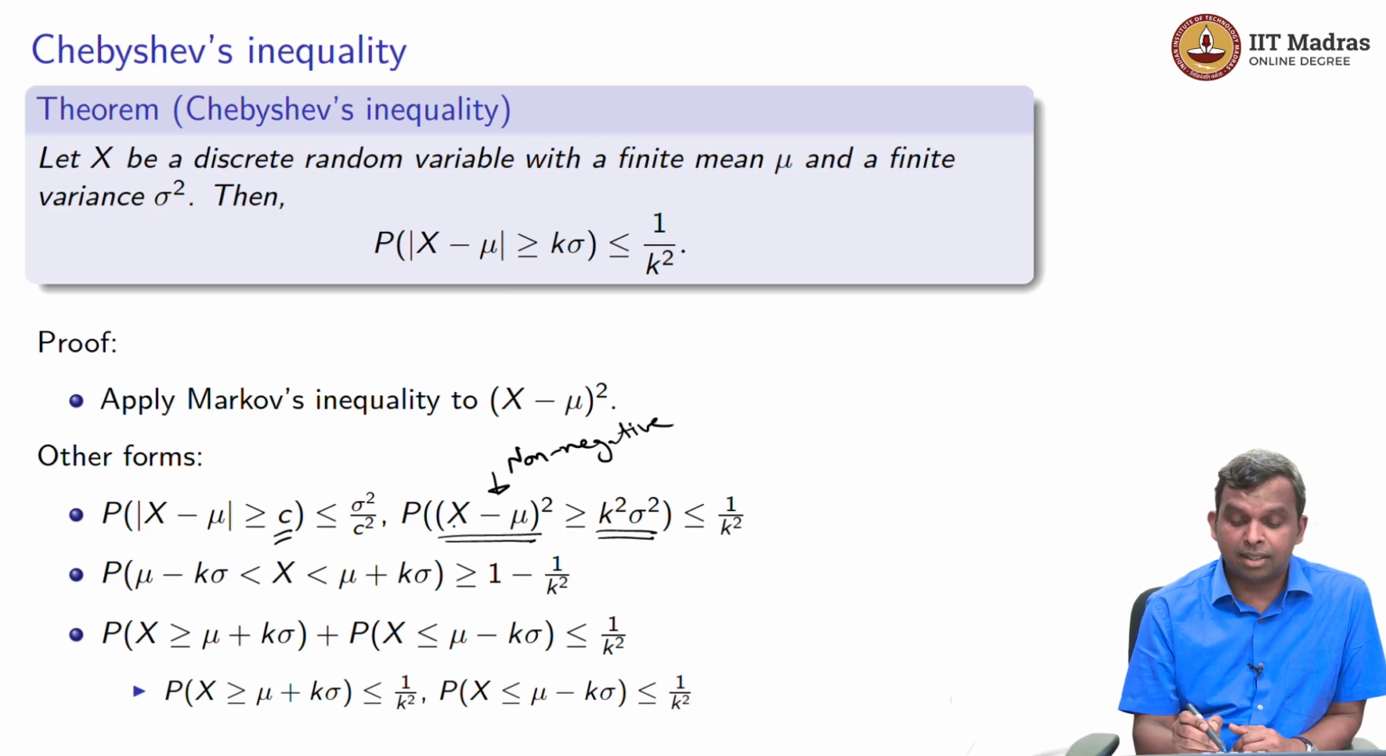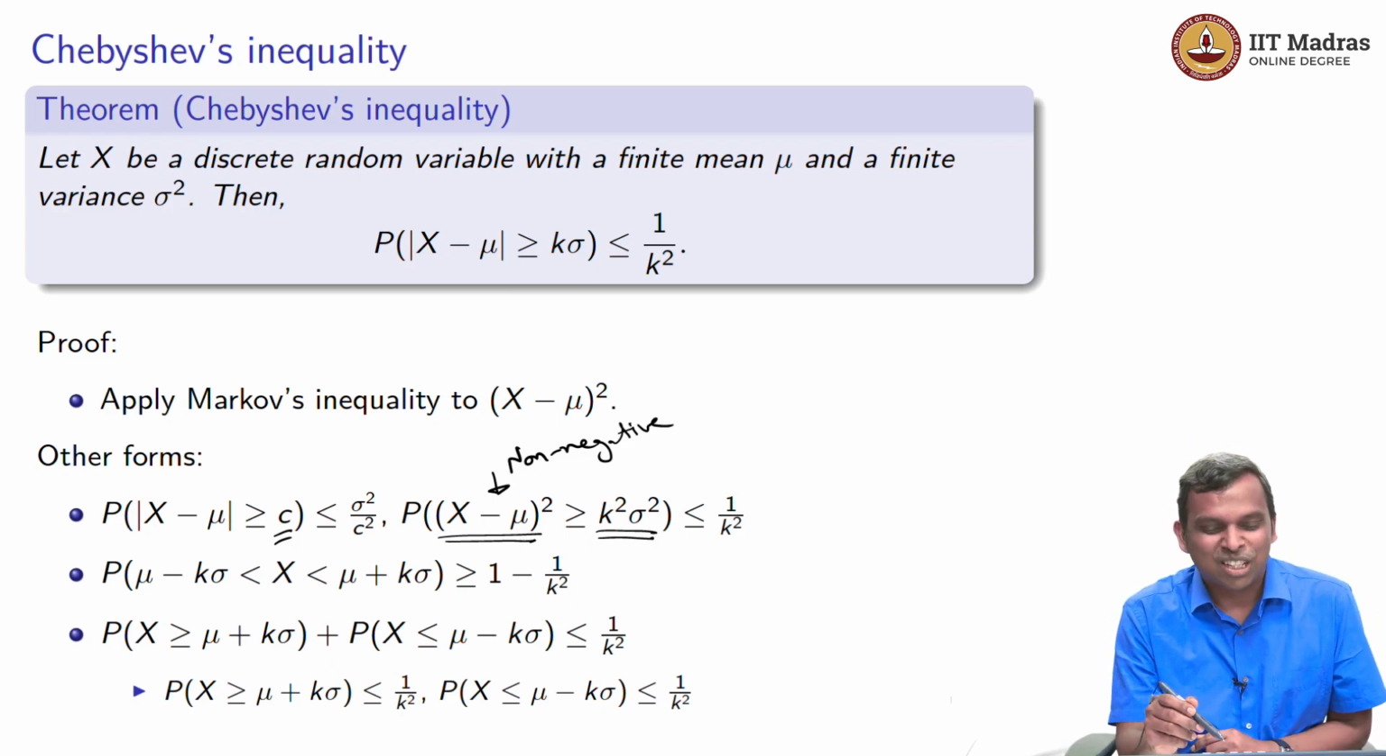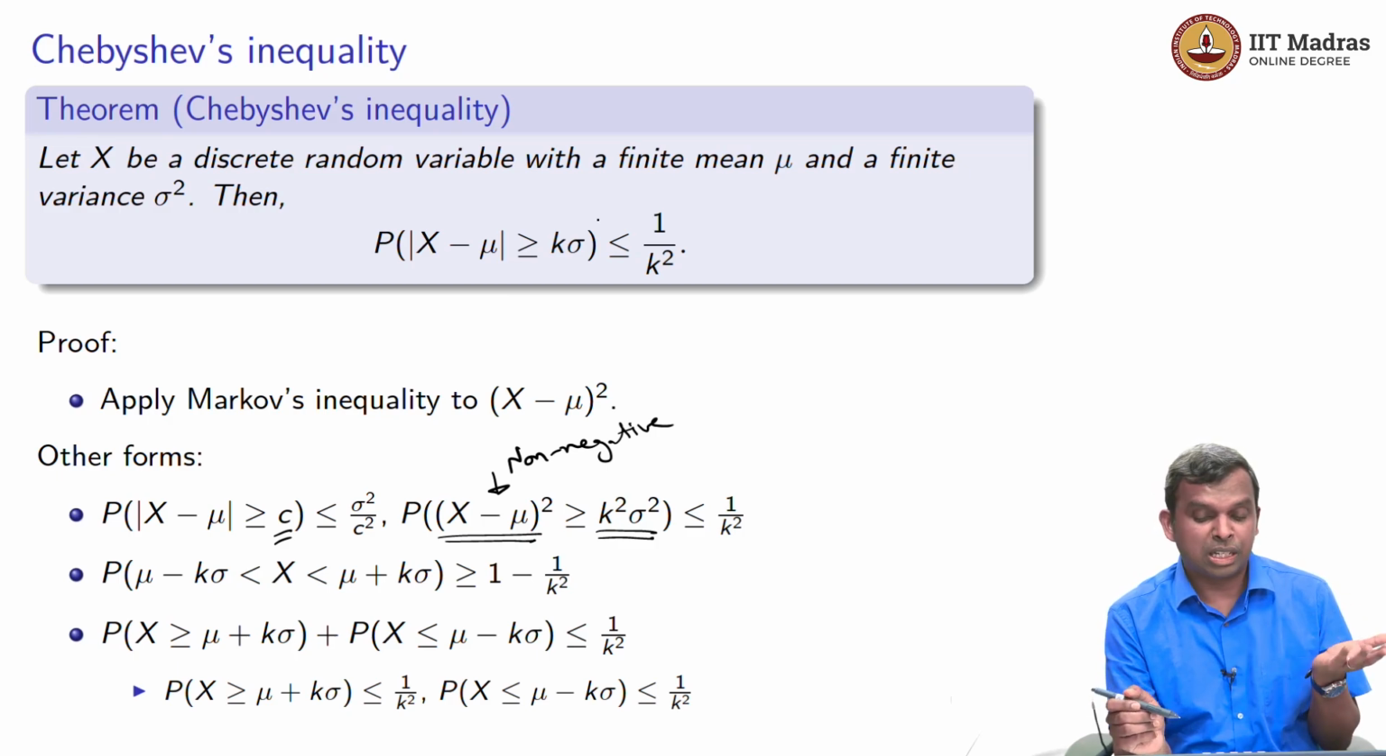Even whether X is negative or not. I forgot to mention that important thing: Chebyshev's inequality does not need X to be non-negative. X could be positive, X could be negative. This always holds. It needs to have a finite mean and a finite variance.